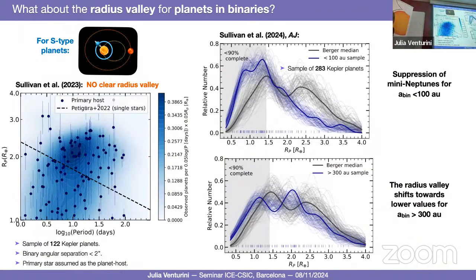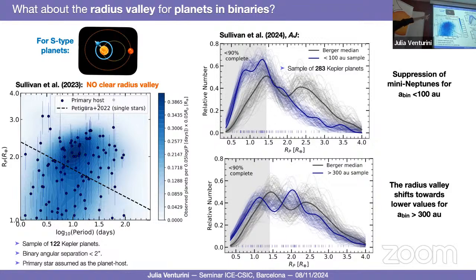Going back now to binaries, and then I close. It's just a few more slides. The field of planets in binaries is really now starting to launch. And there are only a few studies that have addressed the problem of the radius valley for planets in binaries. We are talking about S-type because it's for the planets in binaries that we can do some statistics. The others are too few for P-type.